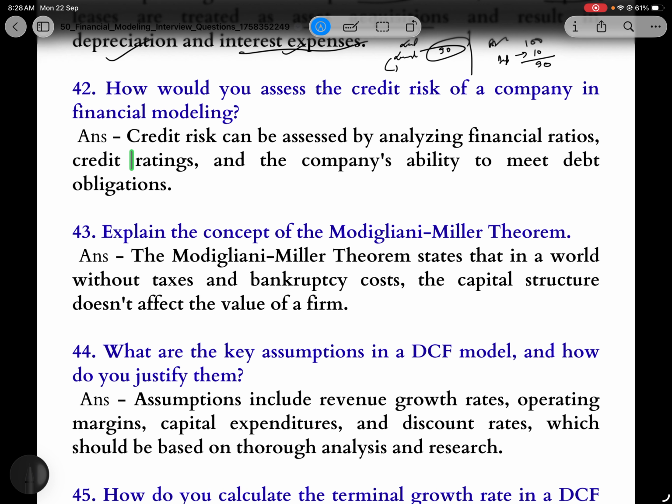Next thing is, how do we assess the credit risks of a company, right? So basically it can be done by analyzing financial ratios, credit ratings, right? So there could be AAA, different credit ratings. Agencies provide different credit ratings, right? Then there is the company's ability to meet its debt obligations, right? So that's how we measure or assess the credit risk of a company.